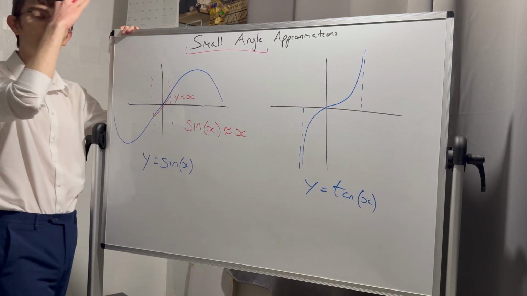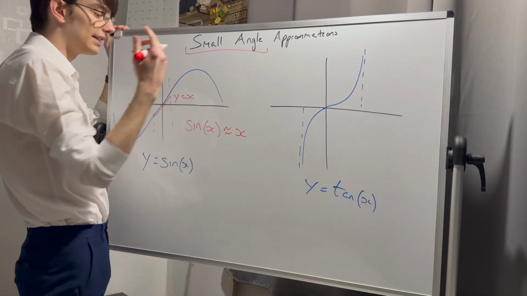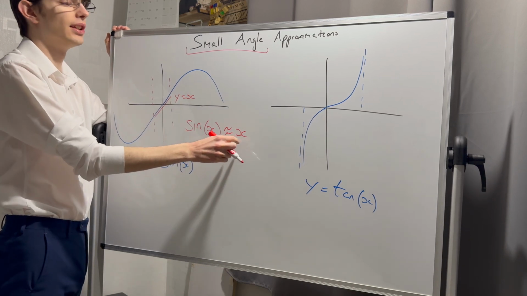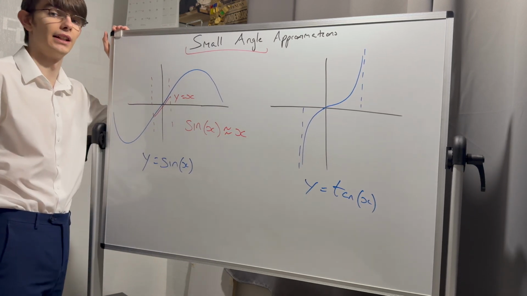So if you ever see the words small angle, it is telling us that we are free to assume that sine x is simply just x. Get rid of the sine completely.